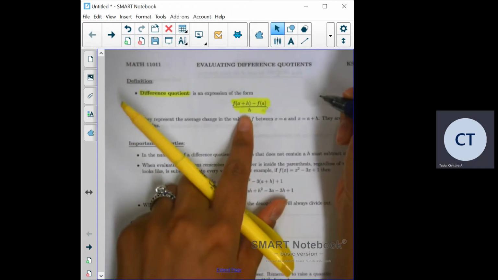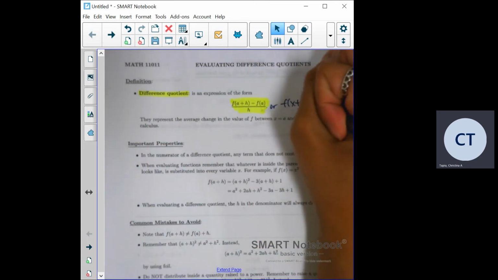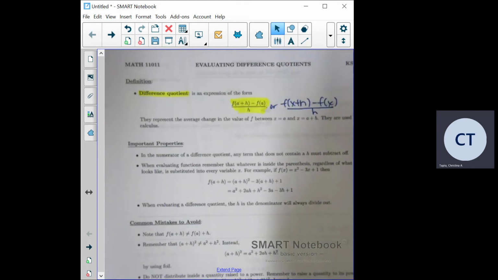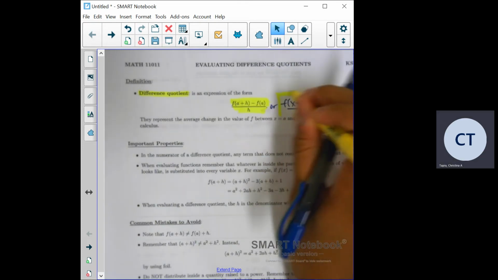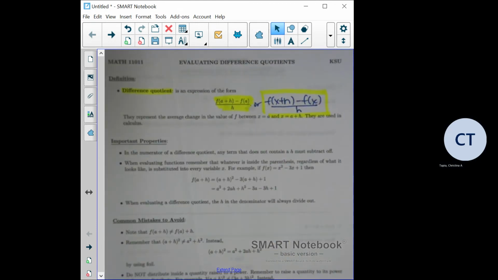Another way that you could write this exact same formula is f of x plus h minus f of x, and this is all over h. This is another way that you could write the exact same thing. This is pretty much a formula that's going to help you with an average change that you're going to learn more about when you get into calculus. So this is just an intro to what you're going to be learning.